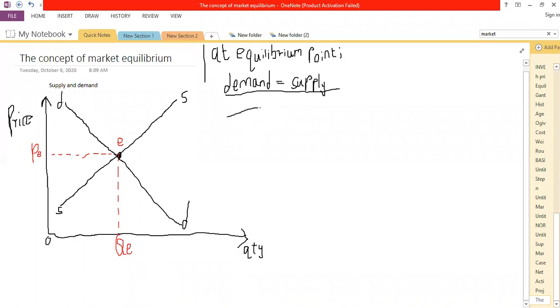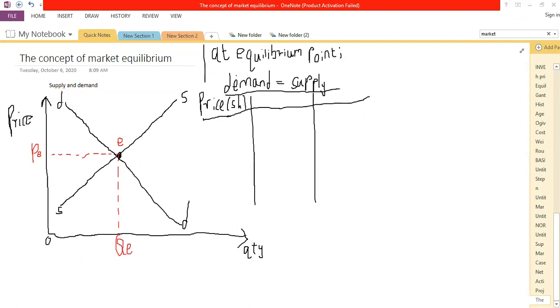So, assuming we have some data provided here, we've got some table here with the price per unit, we should say in shillings. We have the quantity demanded.